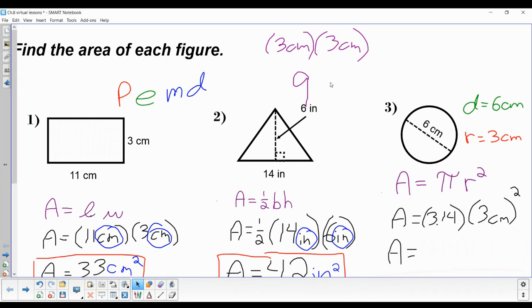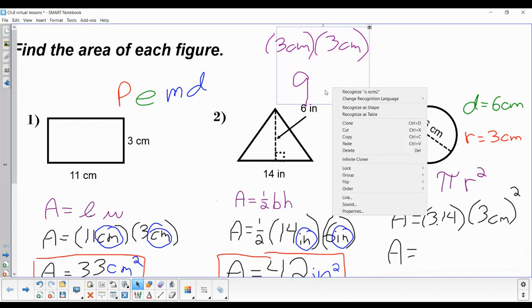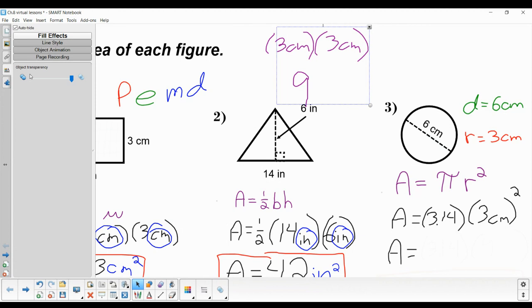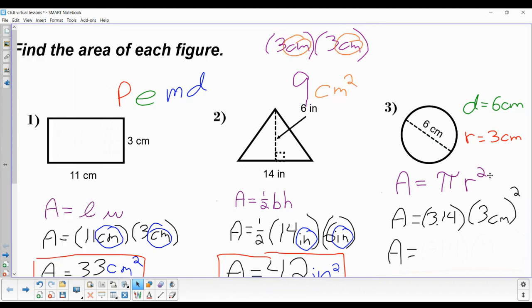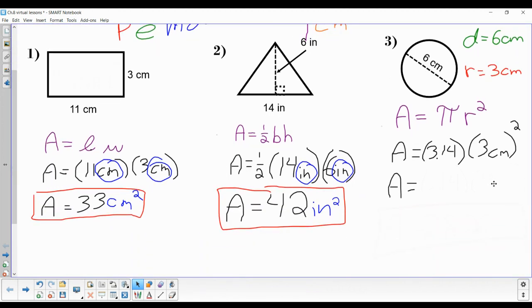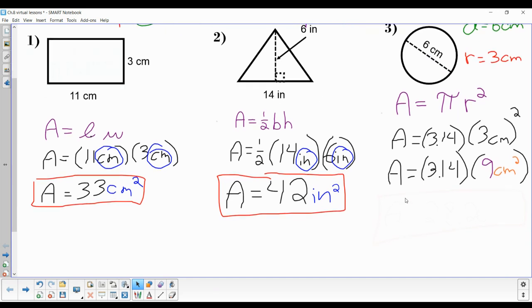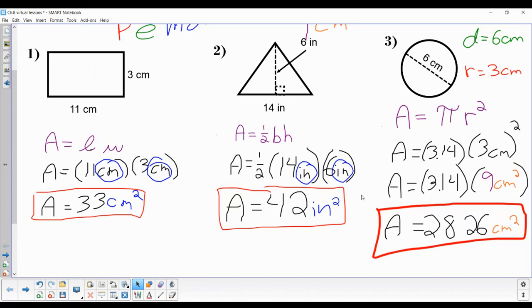And again, we have centimeters times centimeters is centimeters squared. So for the 3 squared, I will plug in, well, pi is 3.14 is still 3.14. And then for 3 centimeters squared, I'll plug in 9 centimeters squared. So we did the exponents. We then look for multiplying or dividing. Area equals, and 3.14 times 9 is 28.26 centimeters squared. Then you box in your answer.